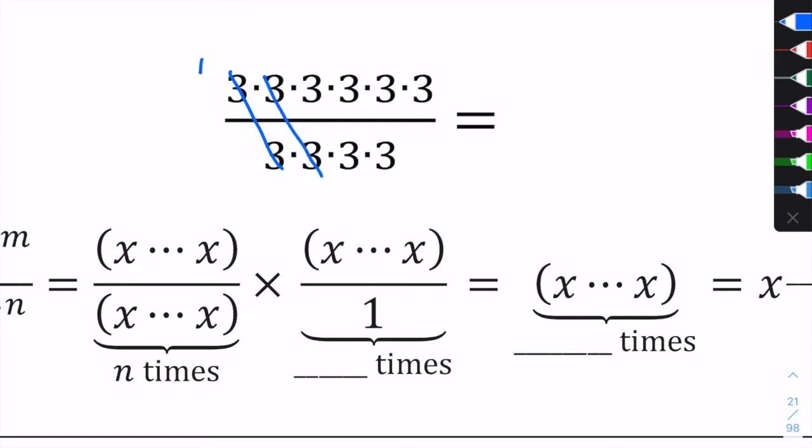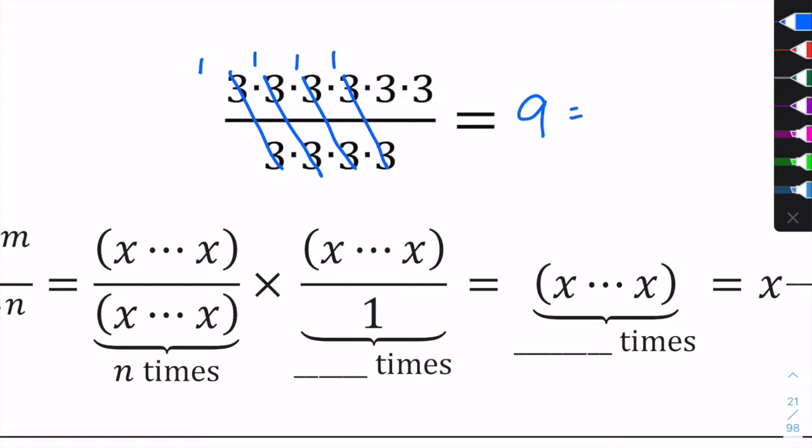So every time we cancel, it's really a 1. 3 divided by 3 is 1, 3 divided by 3 is 1. And we have two factors of 3 left in the numerator. So 3 times 3 is 9. Terrific. So doing that prevented us from having to figure out what 3 times 3 times 3 times 3 times 3 times 3 actually is.